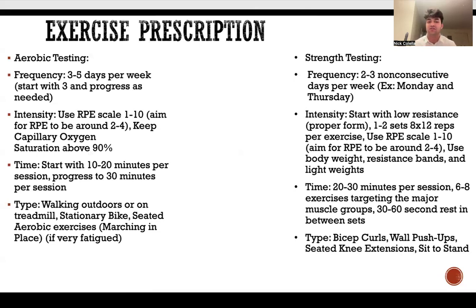I would start with 10 to 20 minutes per session, however, progress to 30 minutes while she's exercising more with me. For aerobic, I would have her walk outdoors or on a treadmill, use a stationary bike, or do seated aerobic exercises, marching in place if very fatigued.